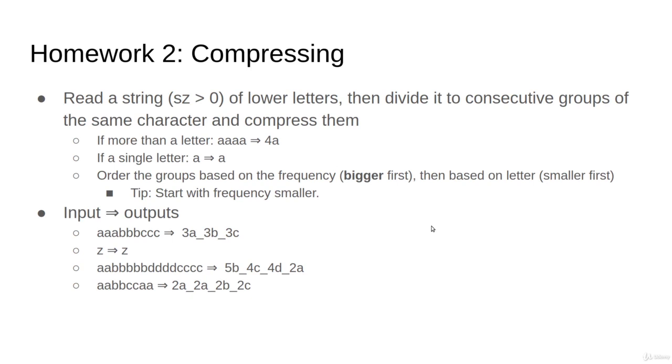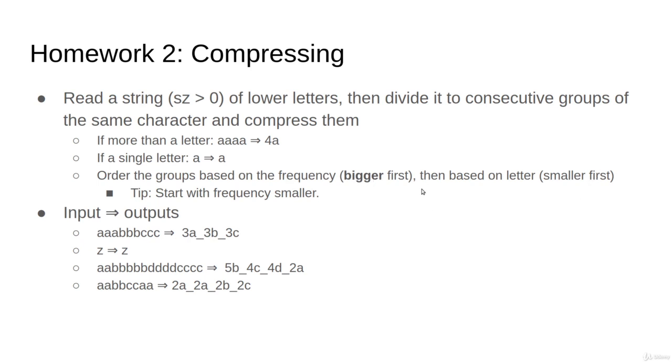Compressing is very similar to the grouping that we did last time. You will read a string of lowercase letters only and divide it into consecutive groups of the same character, but compress them also. For example, if you have 4 A's here, then compress them to 4A. If you have a single letter A, make it just A. After that, I would like you to order all of the groups based on the frequency first, and specifically the one that has a bigger frequency should come first. Then, based on the letter, for example, the smaller first, print them.